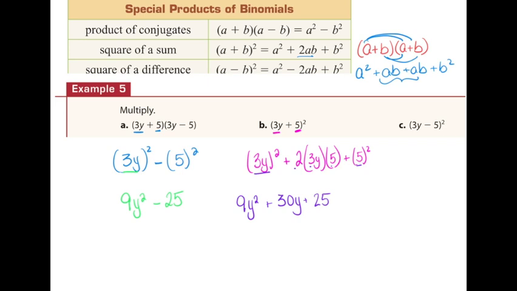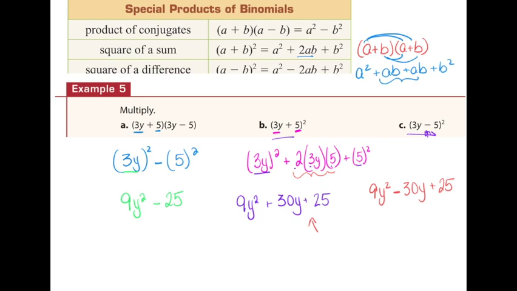The only difference between B and C is that it is a subtraction. So this one will look exactly the same as this one. They're the same things. I will square the first one. Now this is going to be subtraction of the 2 times the 3y times the 5. And I will square the last one, which will always be positive because it's squared. And so those are your special cases. And if you recognize them as special cases, you don't have to FOIL them out. You can go straight to your special case.